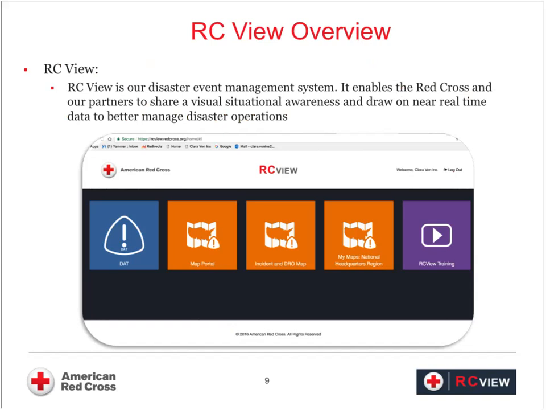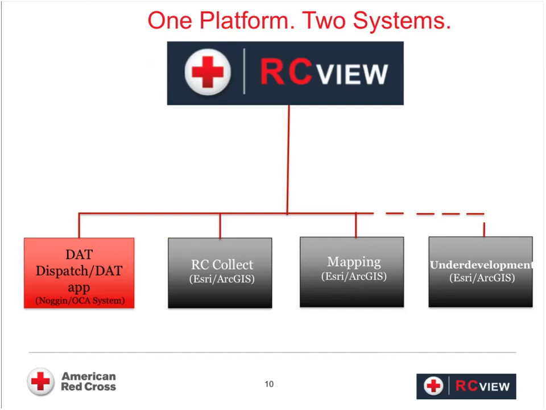So we wanted to also provide a brief overview of what RC View is. We recognize that some folks have different levels of understanding, so apologize if you're a super user of RC View. Some of this information won't be very new or exciting to you, but for the folks that are new, we wanted to make sure we're all on the same page. So RC View is our disaster event management system. It allows the Red Cross and our partners to share visual situational awareness and draw on near real-time data to better manage disaster operations.